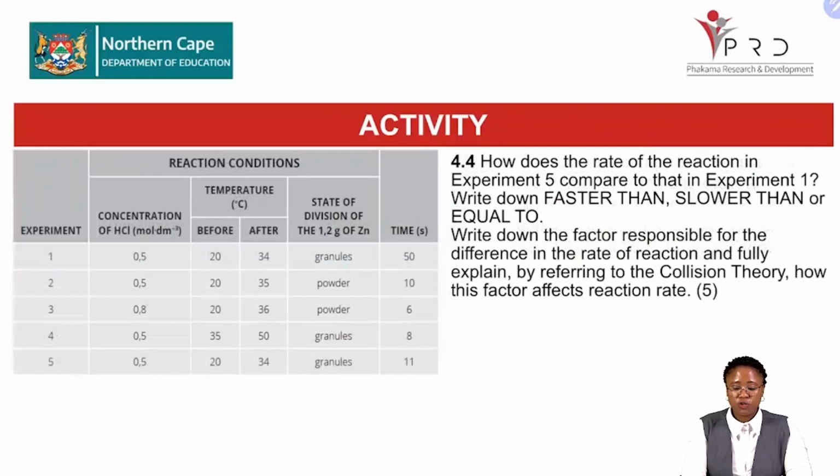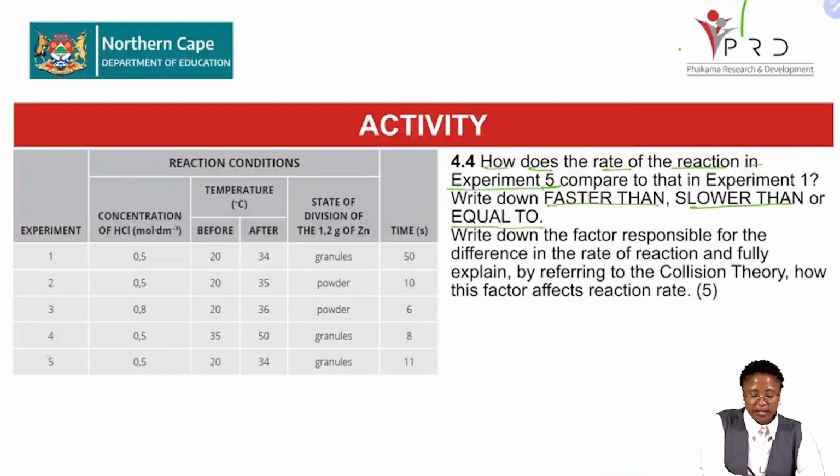All right, let's move on to 4.4 quickly. It says, how does the rate of the reaction in experiment 5 compare with experiment number 1? Now we are done with experiment 1 and 3. So again, I quickly want to use a different color pen so that you can see that we are changing the experiment. It doesn't want to work, but it's fine. I'll use the same color because we are on a different page anyway. It says write down faster than, slower than, or equal to.